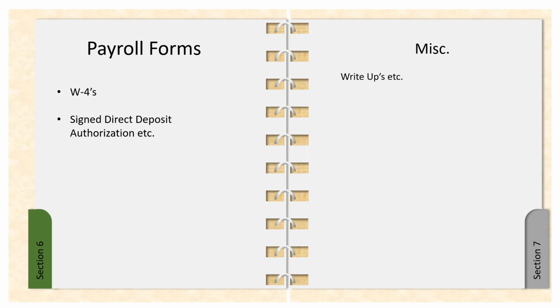Section 7, any disciplinary actions, write-ups, or miscellaneous, if they're filing for unemployment and things of that nature, any miscellaneous things that you want to file in that personnel file is there.